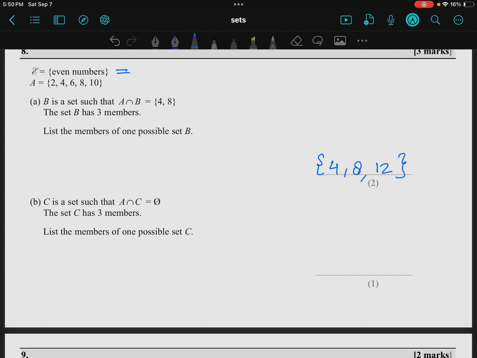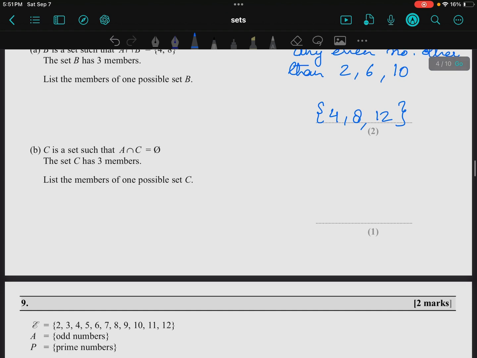So you can say any even number other than 2, 6 and 10. Why? Because if you write them, then they are also in A and they will go into the intersection between the common elements. Since only 4 and 8 are common, we cannot take 2, 6 or 10. So except those, any other even number we can take.